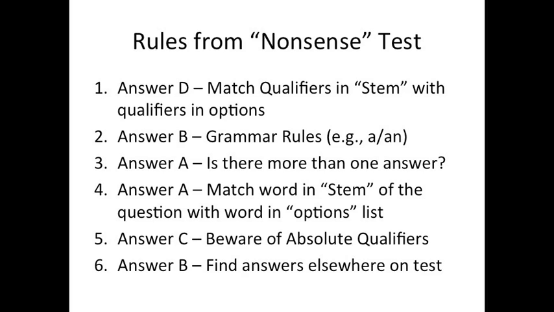In number 2, I bet most people get this one right because you kind of internalize the rules of grammar. I really like question 3 because if you'll notice in the stem of the question, it's asking you for more than one cause, the probable causes. So A is the only one that gives you the answer of a possibility of more than one cause. There's an "and." In 4, this is probably the weakest one, but it has the word "plus" in it. And 5, I want you to notice that A, B, and D are all absolute qualifiers, so they are not correct. And 6, B, find answers elsewhere on the test.